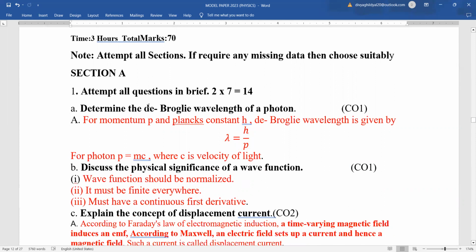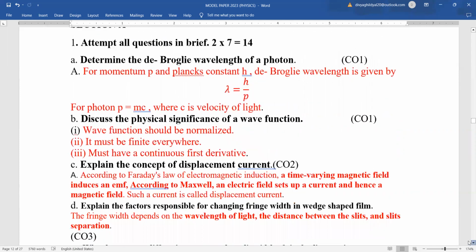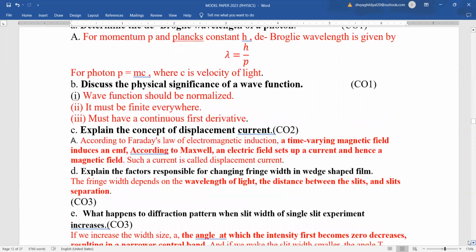So I should expect, if the question is to determine the de Broglie wavelength of a photon, I will write the formula lambda equal to h upon p, and I will get 1 mark for it. For a photon, p is equal to mc, and I will get my other 2 marks. Physical significance of the wave function: it should be normalized, finite everywhere, and continuous.